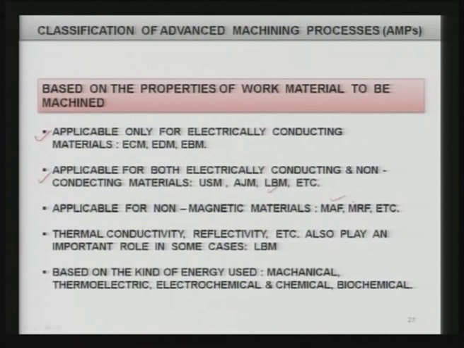Now, thermal conductivity and reflectivity of the workpiece material also make a difference in the performance of the process, especially in the case of laser beam machining. Based on the kind of energy used, you can classify various advanced machining processes like mechanical type of advanced machining processes, thermoelectric type, and electrochemical and chemical type of advanced machining processes. There is a recent process known as biochemical machining, which can be put together along with the electrochemical and chemical machining processes as far as classification is concerned.